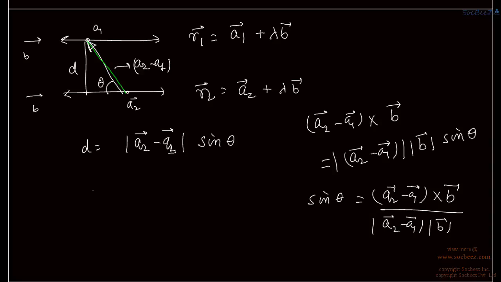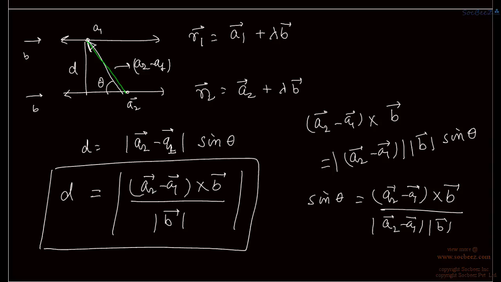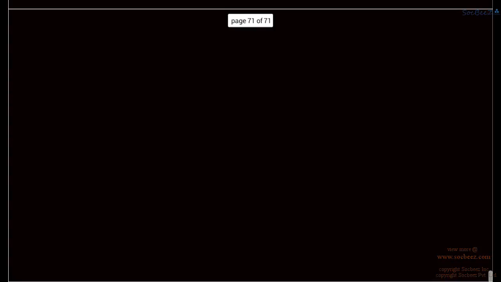Substituting this value in place of sine theta, we will get a2 minus a1 cross vector b upon the magnitude of vector b. Taking the modulus of this vector will always give a positive distance between these two lines, right? So this is the distance between two lines which are parallel.